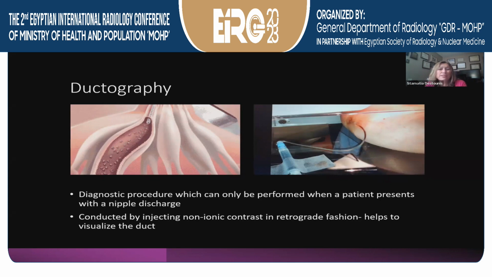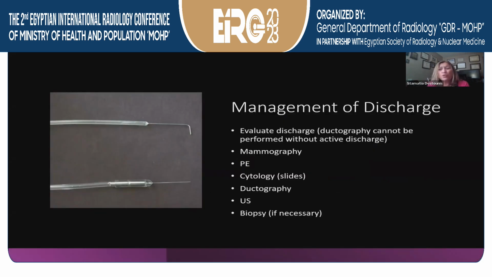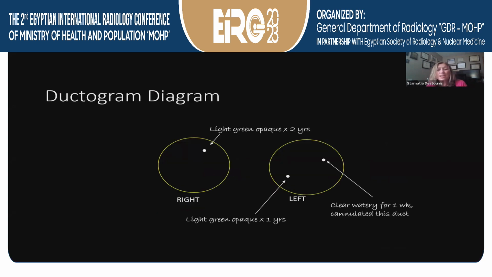Now, we perform a lot of ductography, which you may not, but we do. We cannulate the duct. Once we identify the duct with a suspicious discharge, we inject a small amount of non-ionic contrast, and then we take images. And we're very good at it. Of course, we don't just do this in a vacuum. We're going to evaluate this with the mammogram, the breast exam, the ultrasound, slides of the discharge, and we may have to do a biopsy if we find an abnormality.